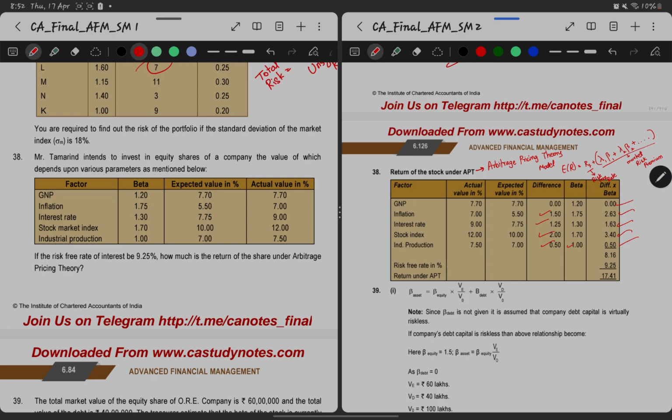So the total change in percentage, or we can say the market risk premium in the case of the equity share, is 8.16 in our case. And we have the risk-free rate of interest as 9.25. Adding both will give us the expected return of the stock under the arbitrage pricing model, which is nothing but 17.41.